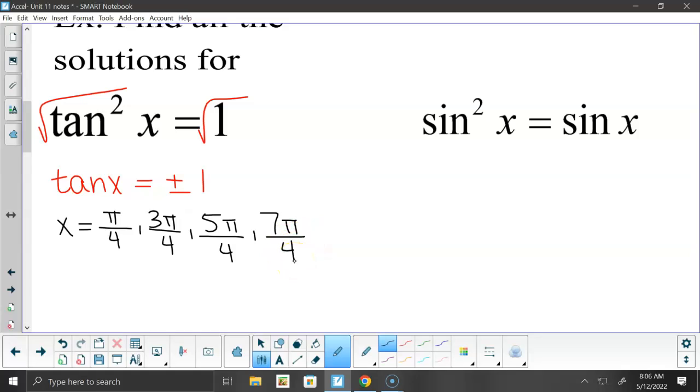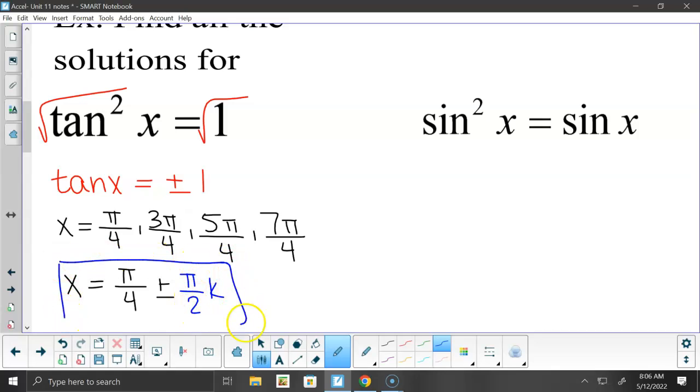All right. Do we notice a pattern? They're all odds. And so I've added 2 pi over 4 each time, or half a pi. So the easiest way to do this when you write your final answer and it's not on an interval is x equals pi over 4 plus or minus, this is what you are adding and subtracting each time, pi over 2 k.